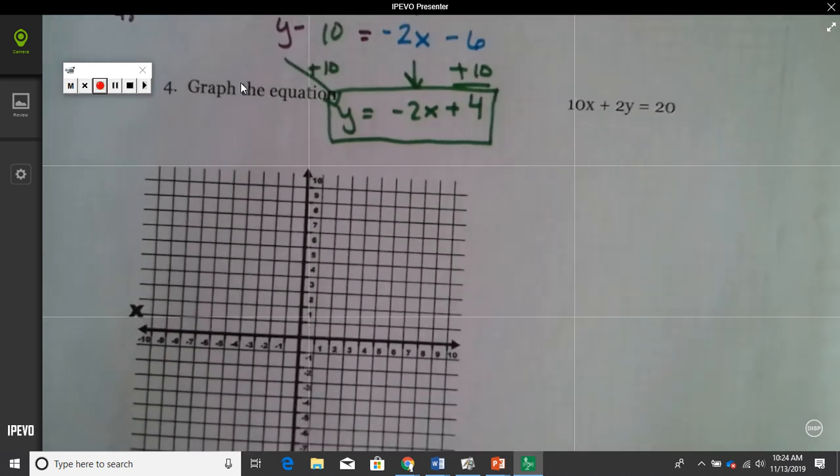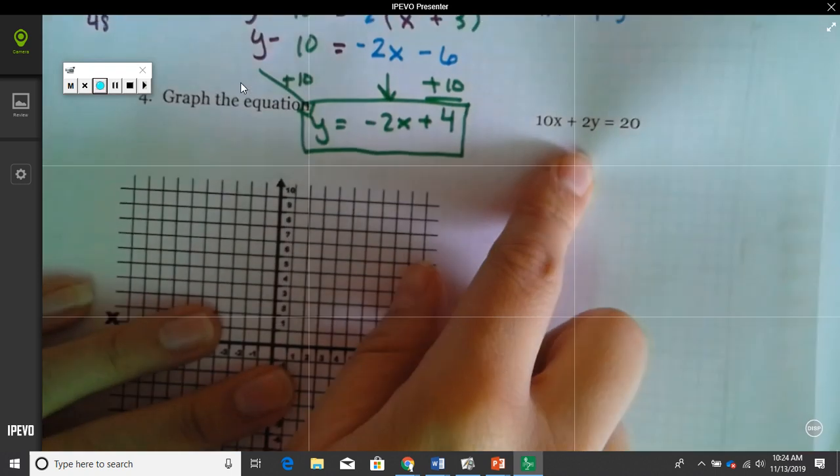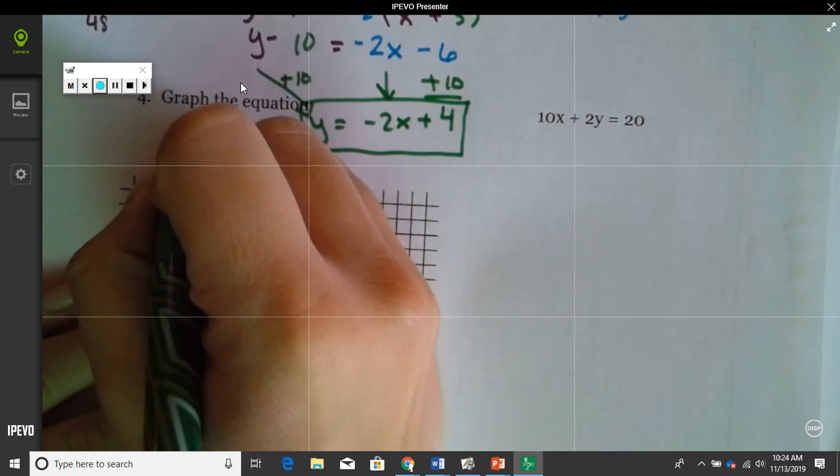Now we're going to do number 4. I didn't ask you to do number 4, but number 4, it says to graph. To graph the equation, it has to be in y equals.